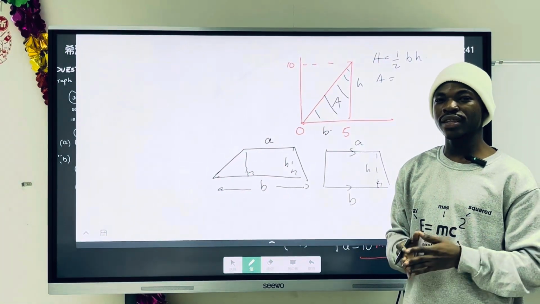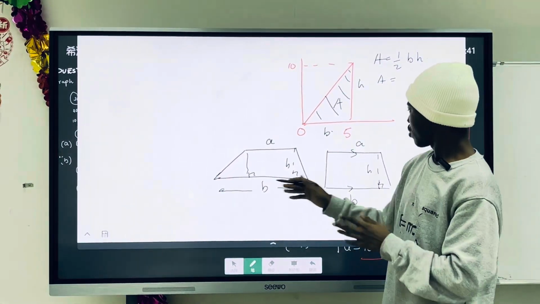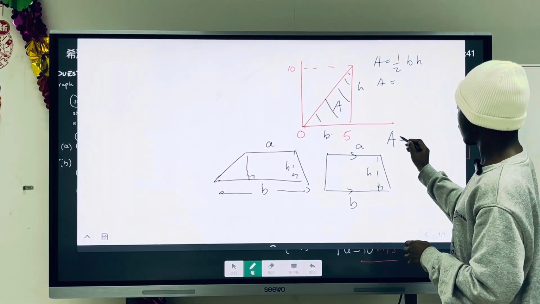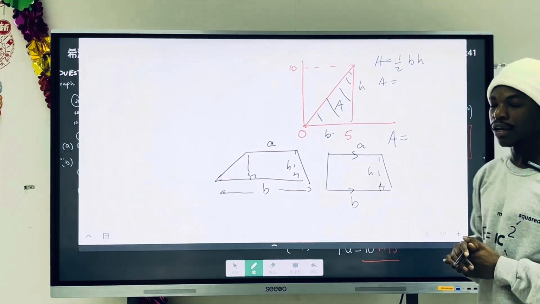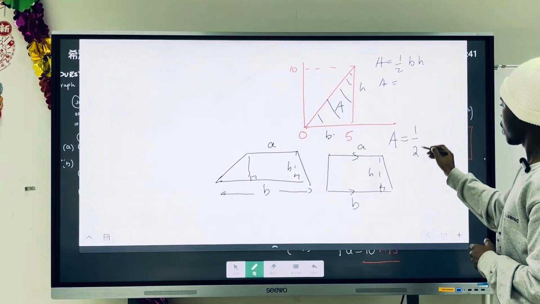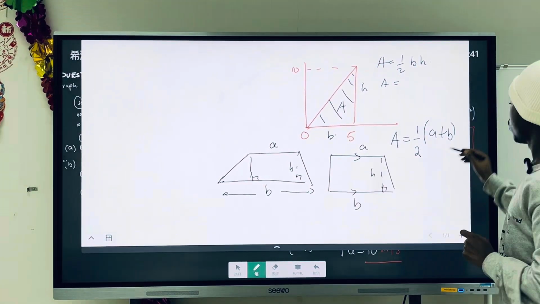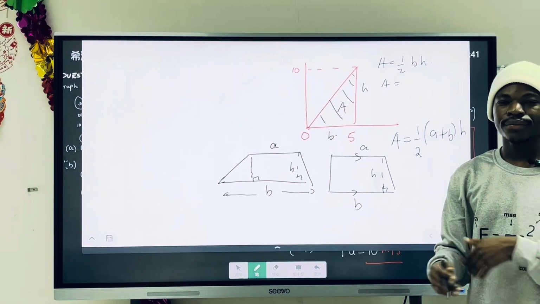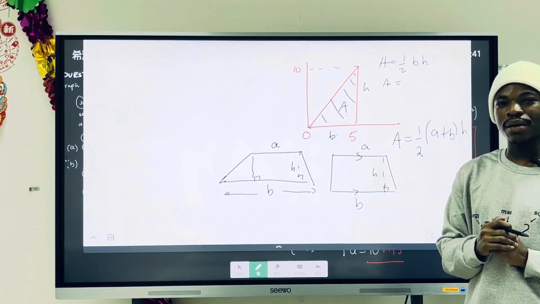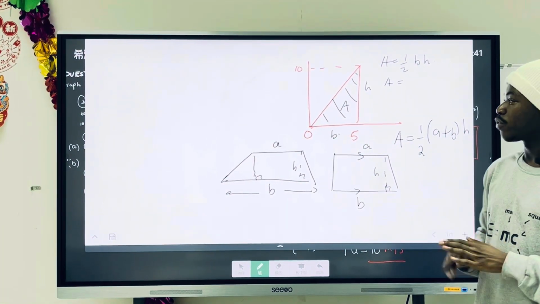But how do we find the area of a trapezium? A trapezium has its area given by this formula: A equals half multiplied by (A plus B) multiplied by h. You add the two sides, then you multiply by the height. That's how you find the area of a trapezium. You just need to know how to find it.